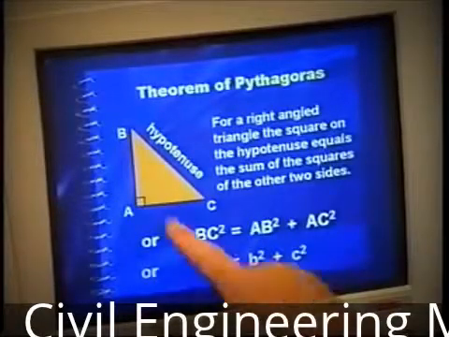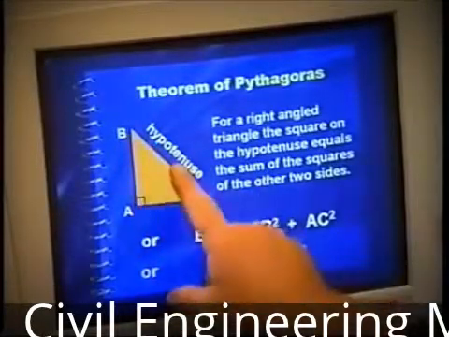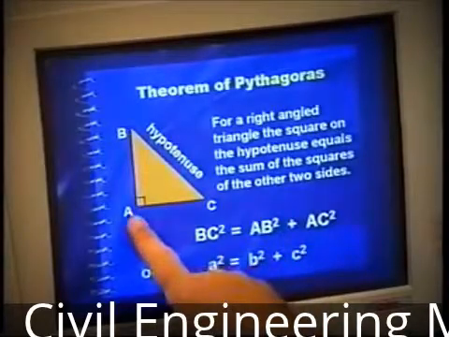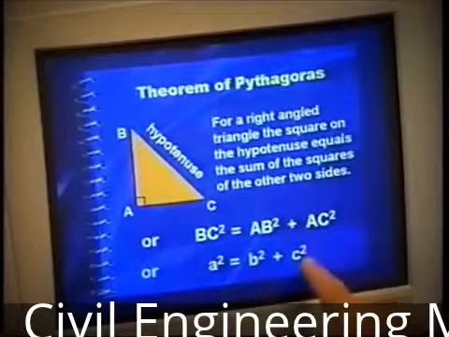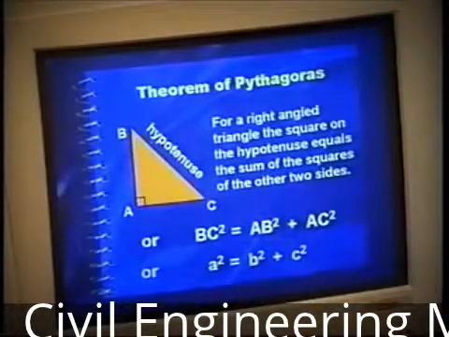Sometimes it's written differently, because BC might be called little a because it's opposite angle A, and AB is called little b, and AC is called little c. So you might see it as a squared equals b squared plus c squared.